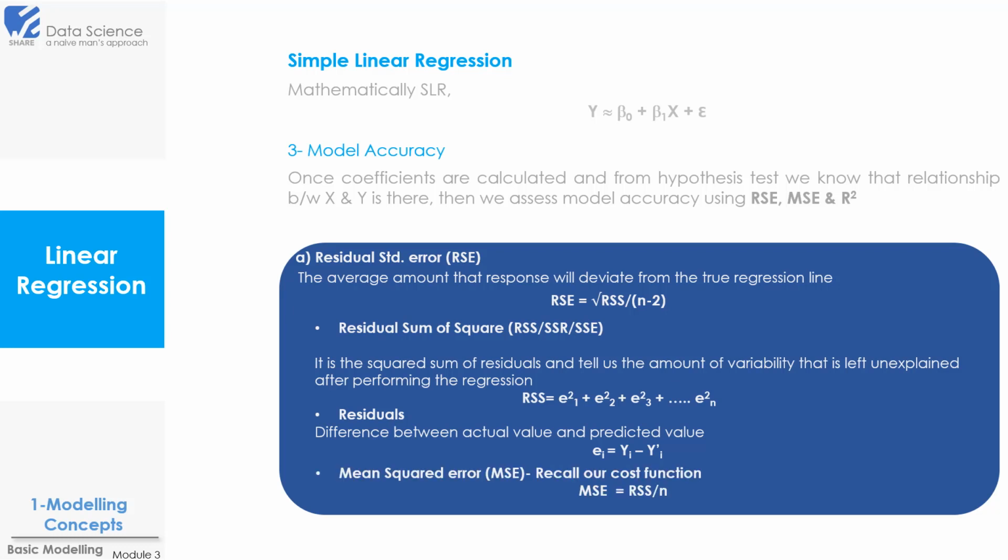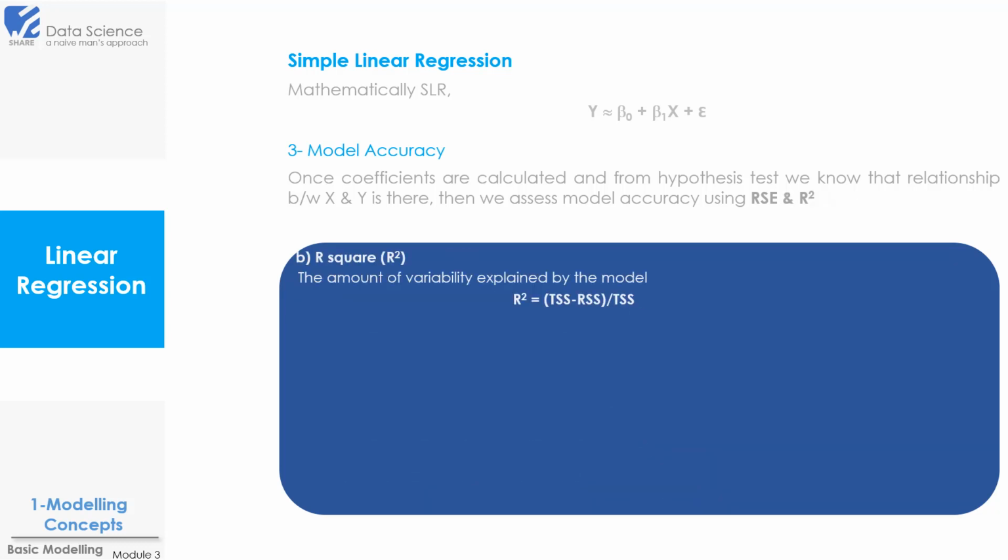We also have MSE, which is mean squared error. Recall we studied the cost function in the previous video. So MSE is given by RSS divided by n. So we can either use RSE or MSE. But the lower the value of RSE or MSE, the better will be our model.